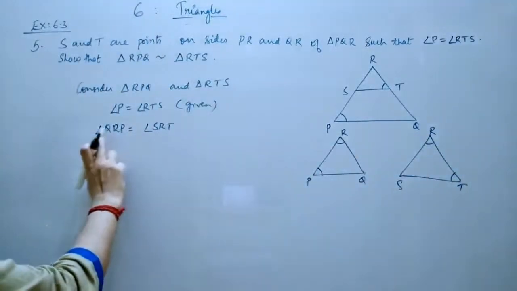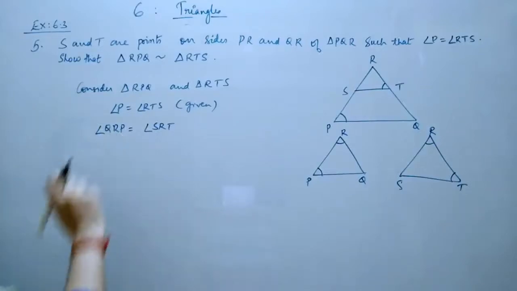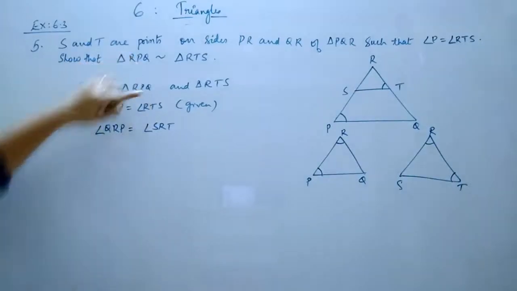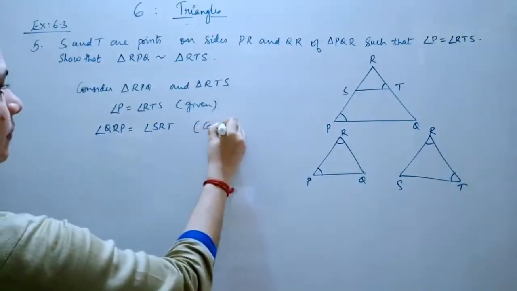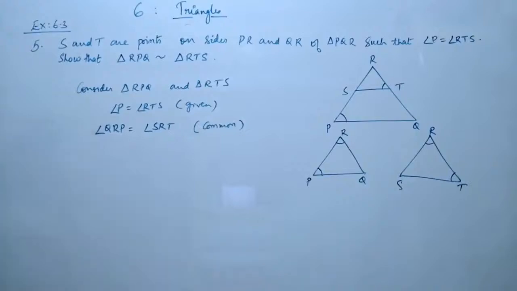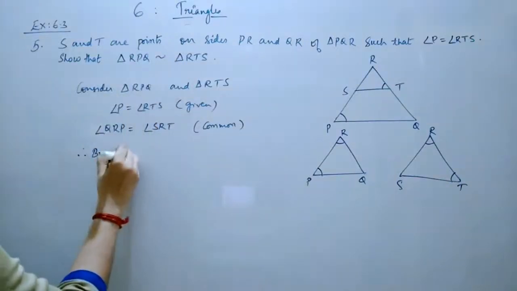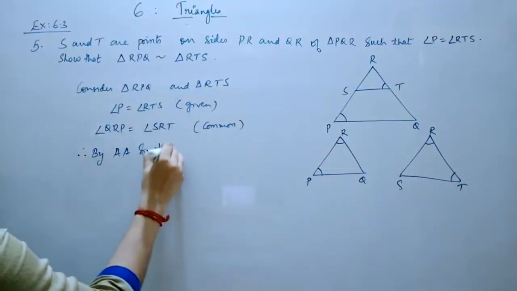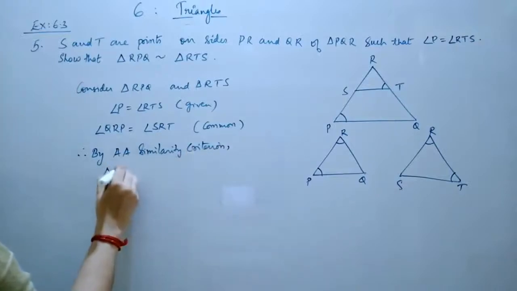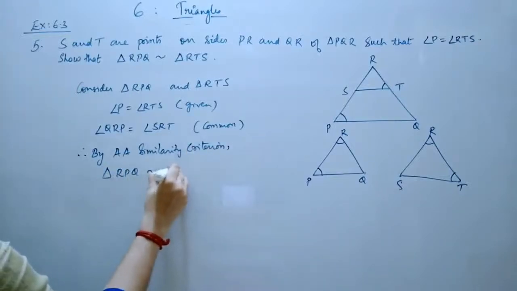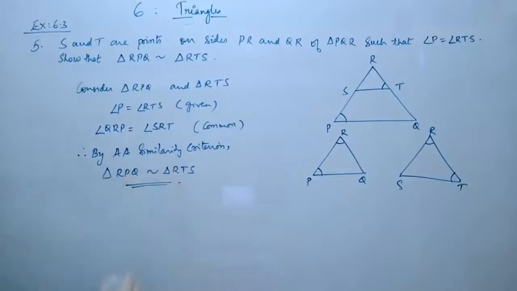R will be in the middle, but you have to check for the sides also. So angle P is coinciding with T. So wherever you write P, it should be T here. Okay, and this is common. So you have got two angles to be equal for the triangles. Therefore, you can apply your AA similarity criterion to say that the two triangles are similar. Therefore, by AA similarity criterion, triangle RPQ is similar to triangle RTS. Okay.